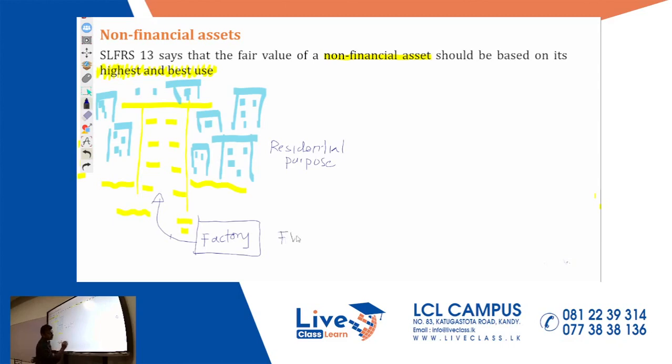If we use it as a factory, the fair value can be 10 million. If we use this as a high rise apartment, fair value will be 20 million. The standard says take the best use, the highest and best use, as your fair value. Which means 20 million should be your fair value.